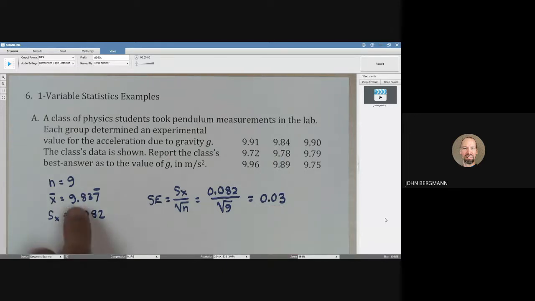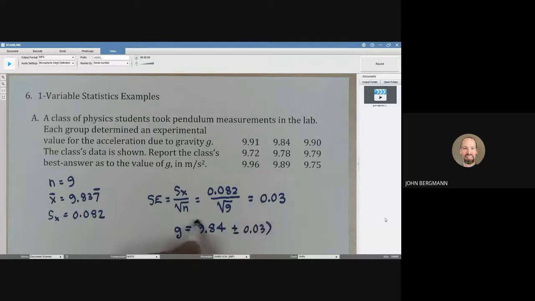So our final answer then is going to be the mean rounded to this decimal place. So now you can see the mean over here. So our best answer is going to be that our physics students decided that g is going to be 9.84, rounded to the hundredths place, plus or minus 0.03 meters per second squared.